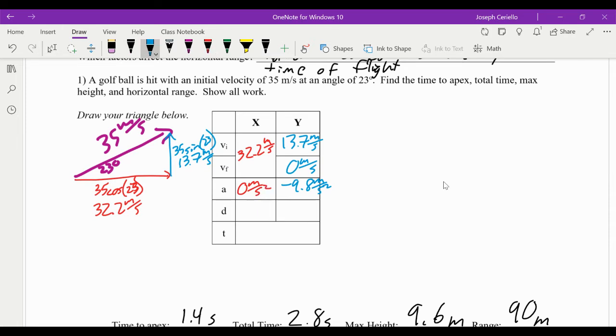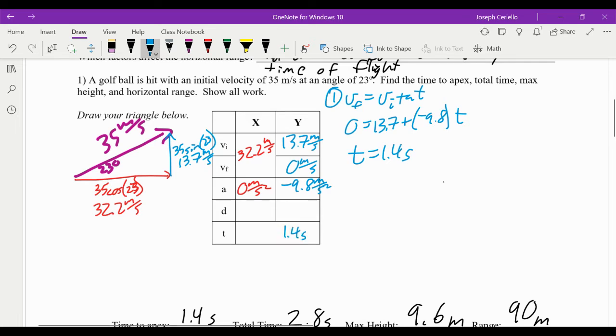All right, so let's start finding a few things. Time to apex is going to be in the y column here, so we'll label that 1. We don't have d, so we can use this equation: Vf equals Vi plus At. Vf is 0, Vi is 13.7, a is negative 9.8, t is our unknown. So t comes out to be 1.4 seconds. We can fill that in right here.